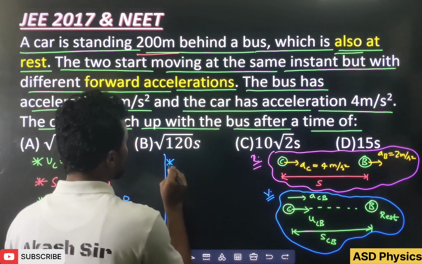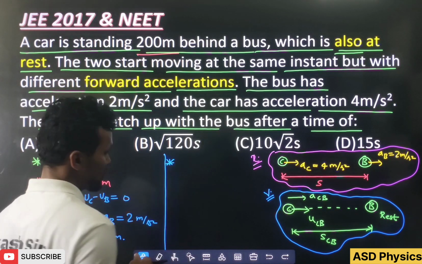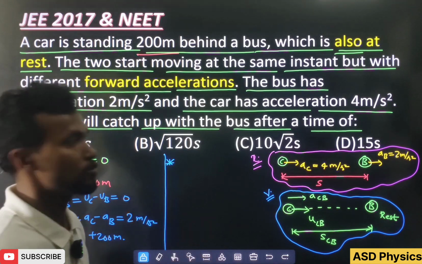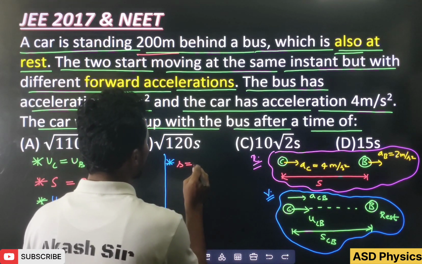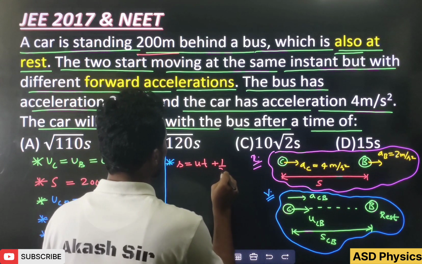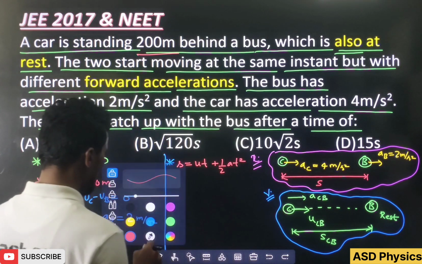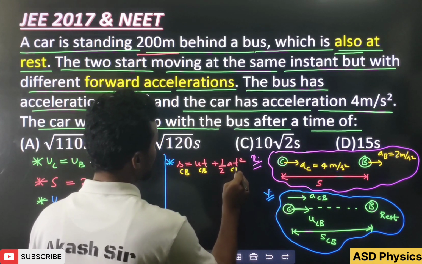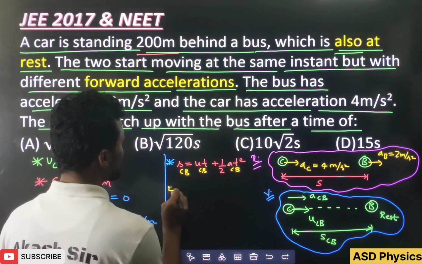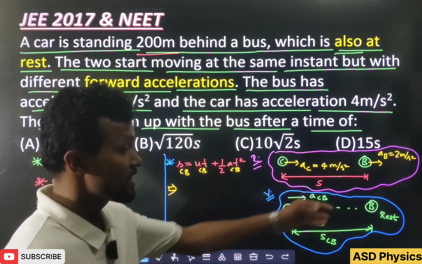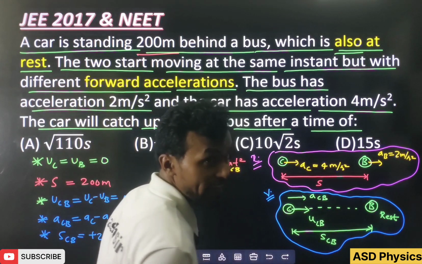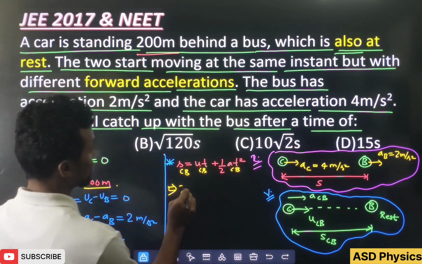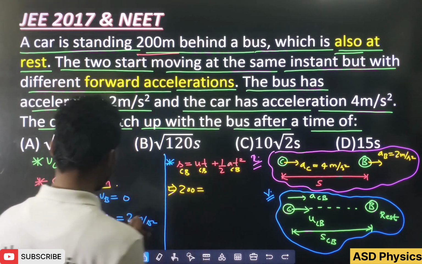Now I am going to use the equation of motion. Remember that the first equation of motion, second equation of motion, they are applicable for relative motion also, okay? So see here, I can write S equal to UT plus half AT square, and for relative motion means C with respect to B. So the displacement or distance traveled by the car to catch it, how much here? 200. Now how much is given? Yes, 200 is there.